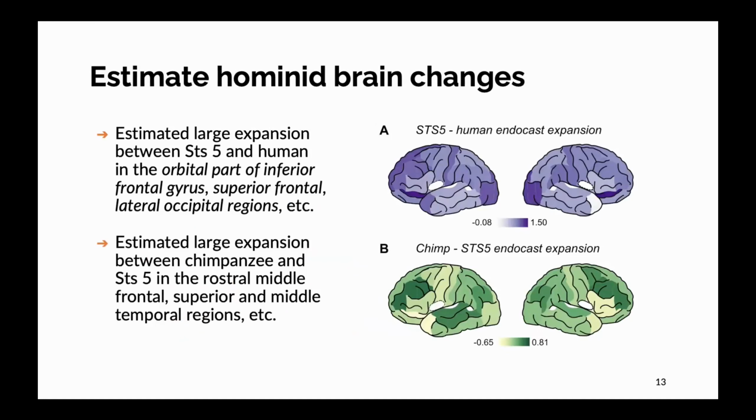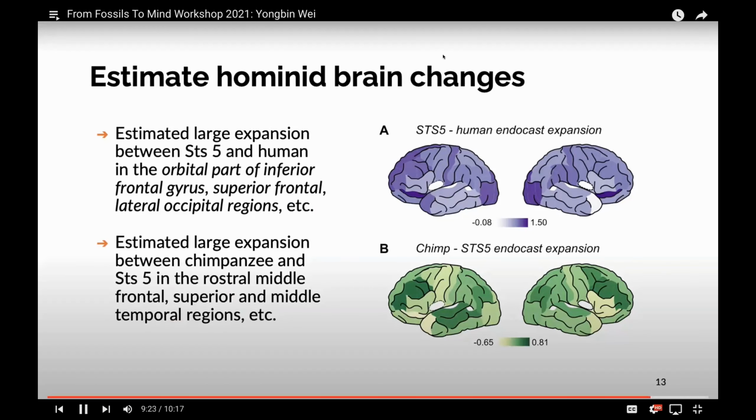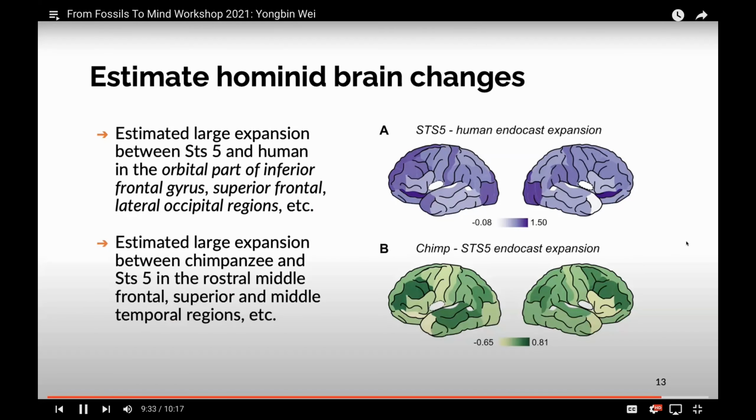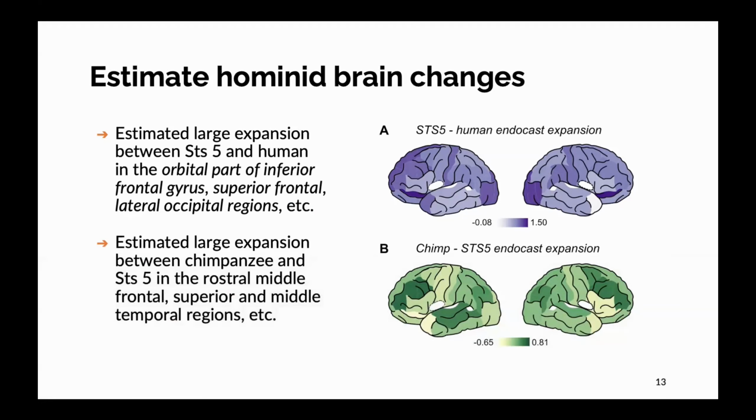So in the next step, we make comparisons between the human endocast and the hominid endocast, as well as the chimpanzee endocast and STS5, the hominid endocast. Between human and hominid, we can see large expansion in the orbital part of inferior frontal, superior frontal, and lateral occipital regions. But between chimpanzee and hominid, we can see a slightly different pattern, where the largest expansion was observed in rostral middle frontal, superior, and middle temporal regions. And in the next step, we hope to examine or discuss whether these different patterns would indicate different evolutions of brain functions.